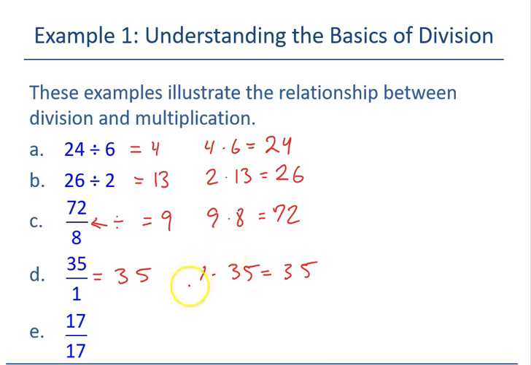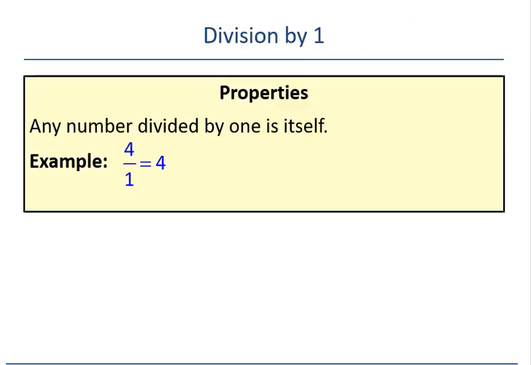Because this is an identity. And here's a good way to think about this. 17 divided by 17. How many times will 17 go into 17? That equals 1 time. You could also say it like this: 1 times 17 is still 17. So that's the relationship that you're going to see. Now let's hear division by 1. Any number divided by 1 is itself. This is division by 1.